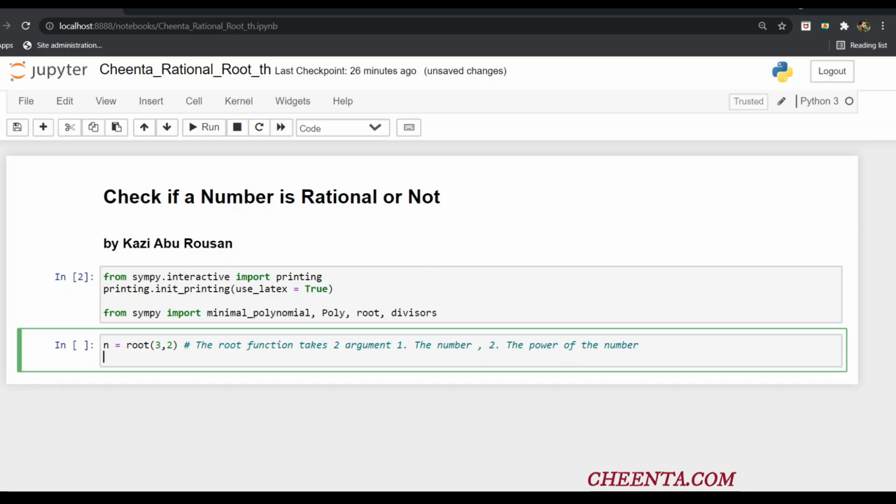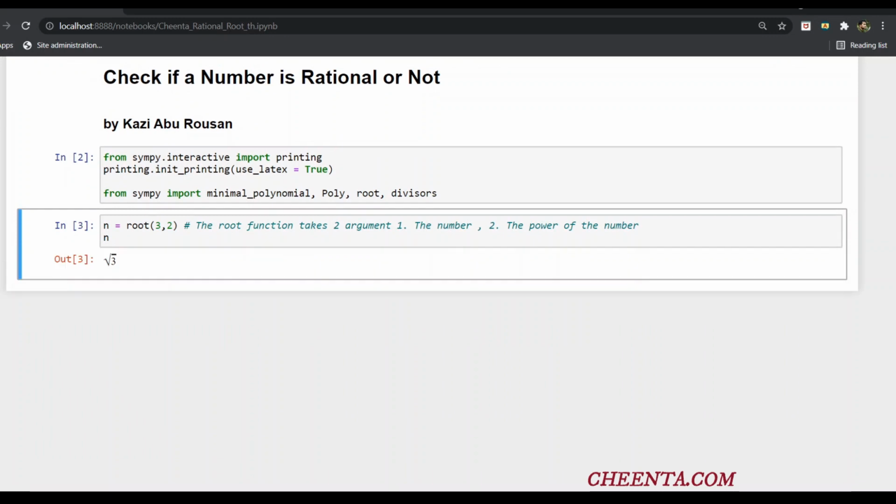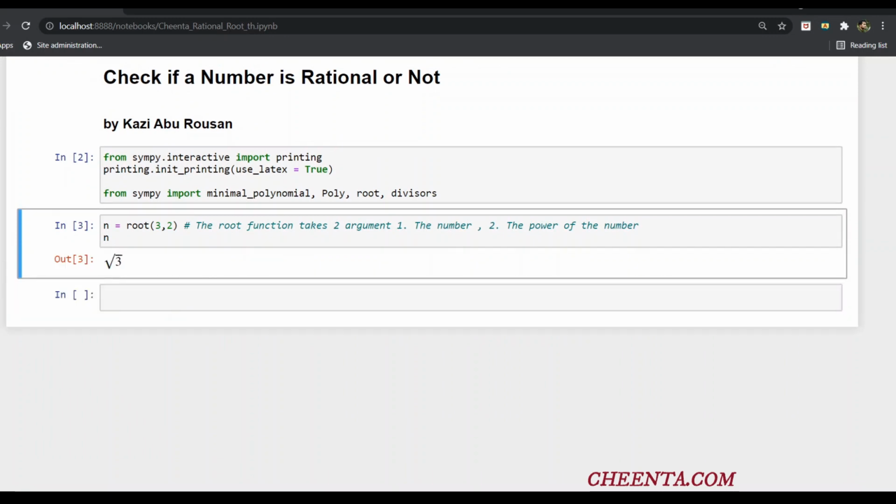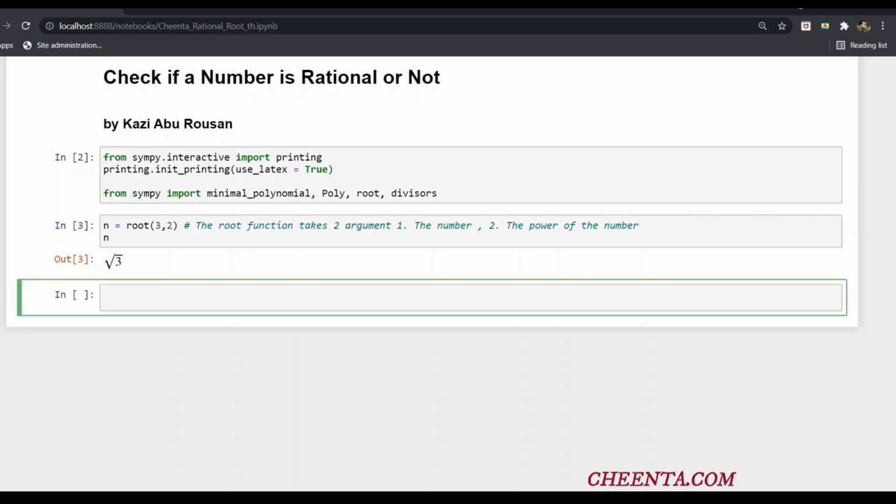Let me show what this returns. I have written it in here. It will give me a beautiful LaTeX format. So let's run this particular thing. As you can see, it is giving me square root of 3. That means the first element is the thing which is inside, the 3, and the second element is the outside thing, and I can again write this particular thing.